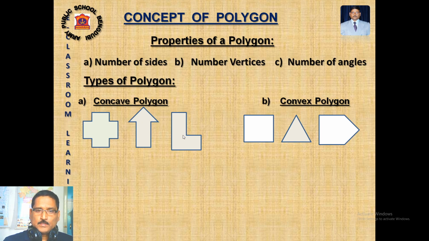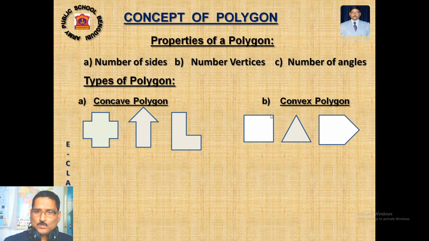Here, the L shape, this angle is more than 180 degrees, so it will not be a convex polygon. It will be concave. So the plus sign, arrow sign and L sign will only be concave polygons but not convex polygons. To become a convex polygon, you see, it is made by line segments and each interior angle is less than 180 degrees.